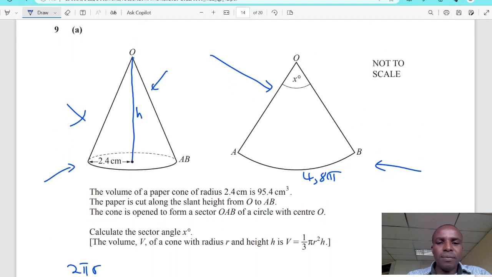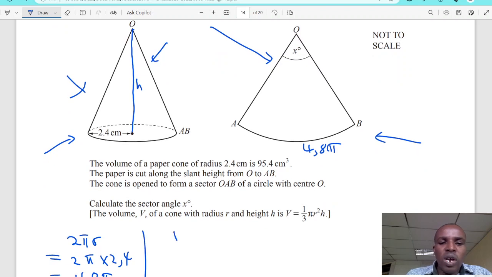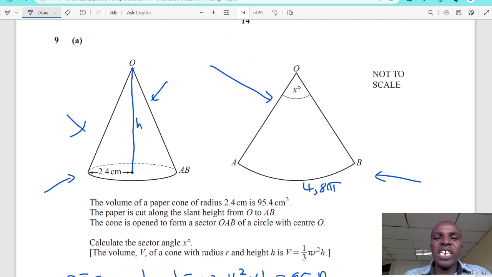Then the other thing, we have the volume is 95.4, for which our volume of the cone is 1 over 3 pi times radius. Want to find the height. Radius 2.4 squared times h is equals 95.4. Right. We are using this to find the height. Then after finding the height, if you can check.